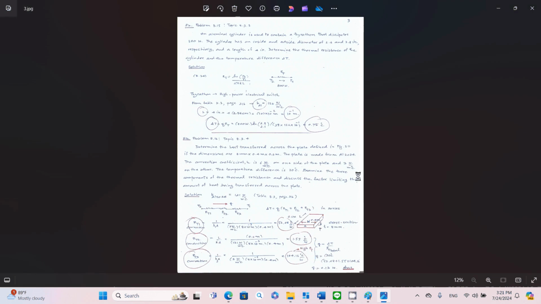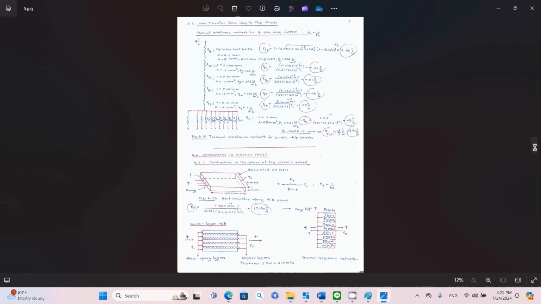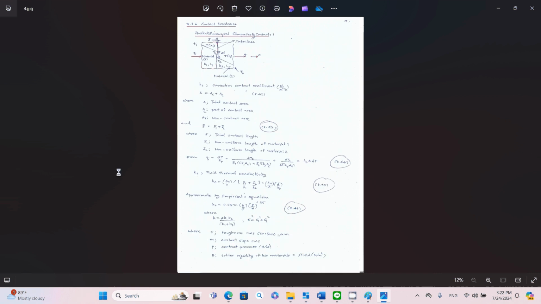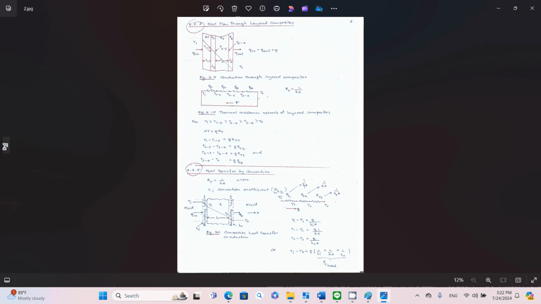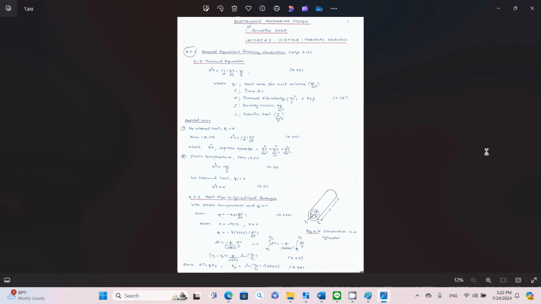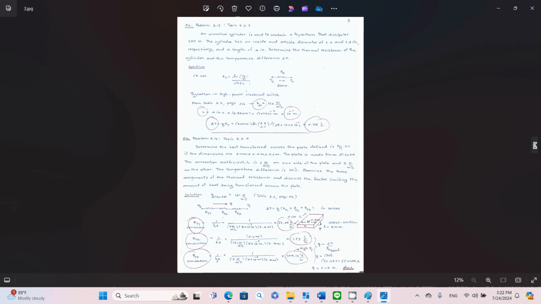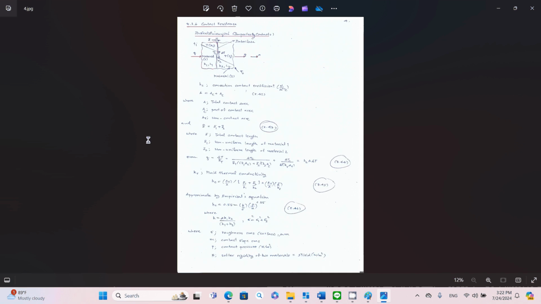Okay, let's continue with thermal analysis for lecture number 3, part 2. From the last lecture, we talked about the heat transfer both by conduction and convection. And for this one, we're going to talk about how to analyze the thermal resistance network.